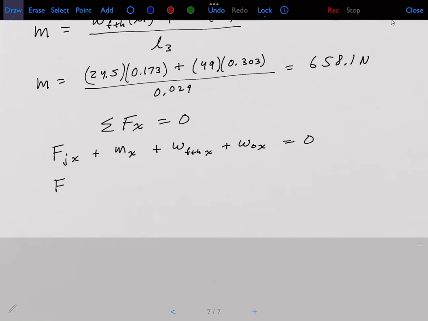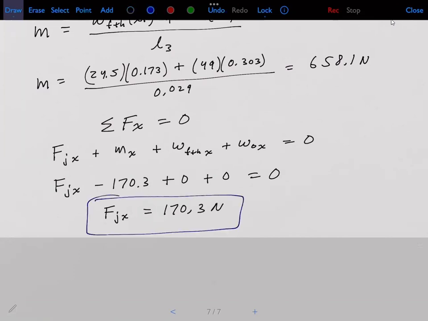Well, we're assuming the joint force is positive, so that's just FJX. The muscle force in the X is negative, and it's going to be 170.3. And then these two are 0, right? There's no X component of the weight of the forearm and hand or the weight of the object. They're both acting straight down. So this just tells us that the X component of that elbow joint reaction force is equal to 170.3 newtons. Okay, so we have that.